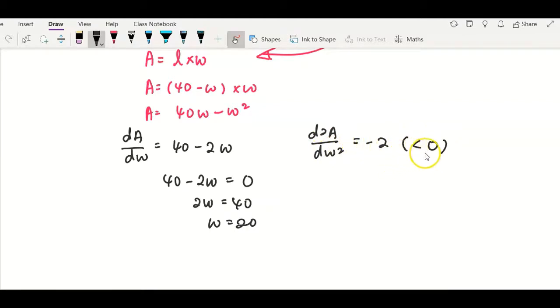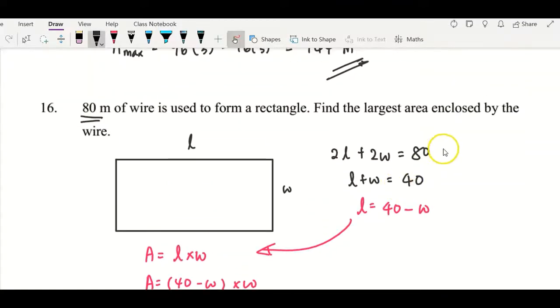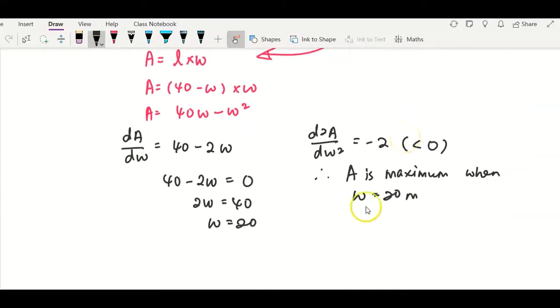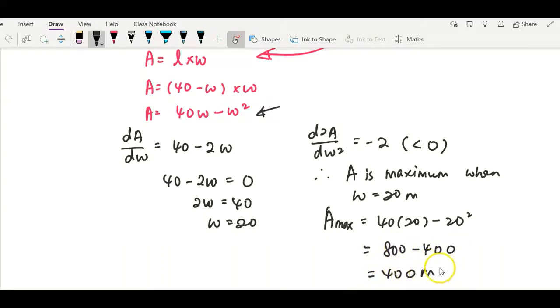Since the second derivative is -2 and it is less than 0, it is negative. So we can conclude that A, the area, is maximum when W = 20 meters. Then the question is not interested in W only, but wants us to find the largest area, meaning we need to get A max. A max will be 40W - W², multiplied by 20 minus 20 squared. I will refer to this expression. Then I have 800 - 400. I got 400 square meters. That will be my maximum value of the area.